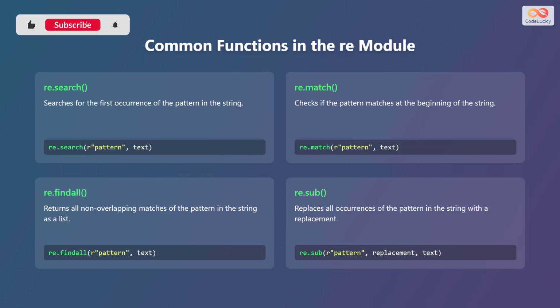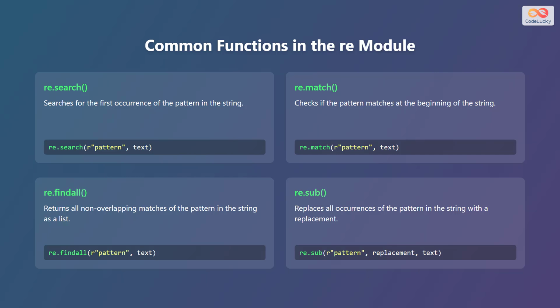Now let's explore some common functions available in the re module. The first one is re.search. This function searches for the first occurrence of a specified pattern within a string. For example, re.search(pattern, text).